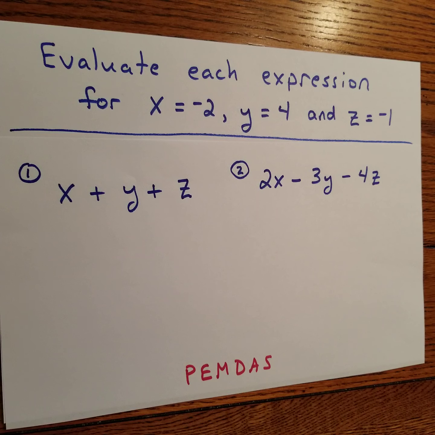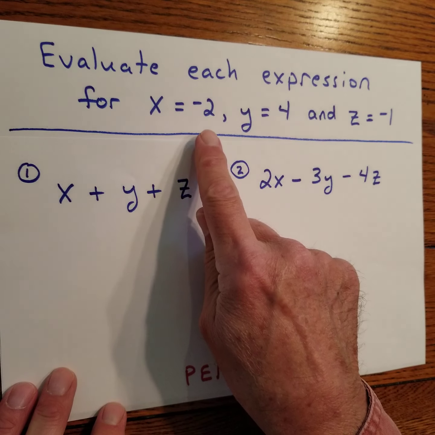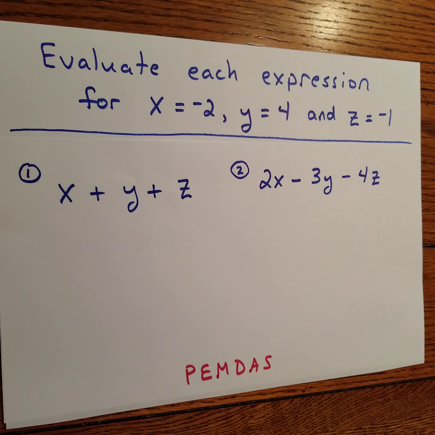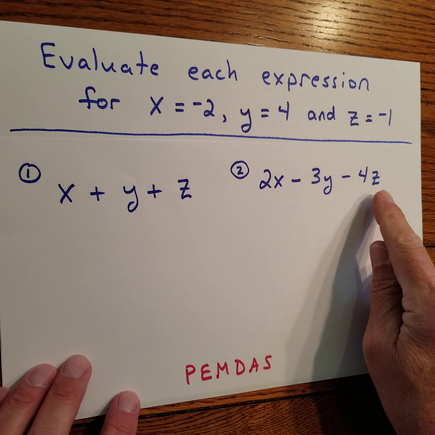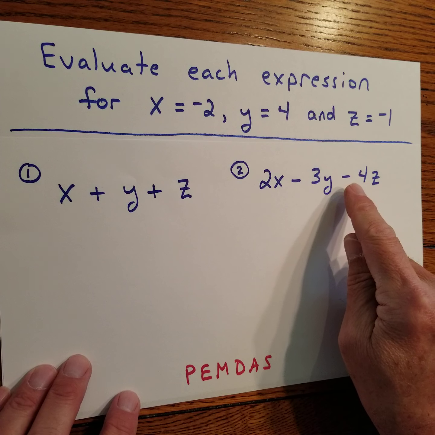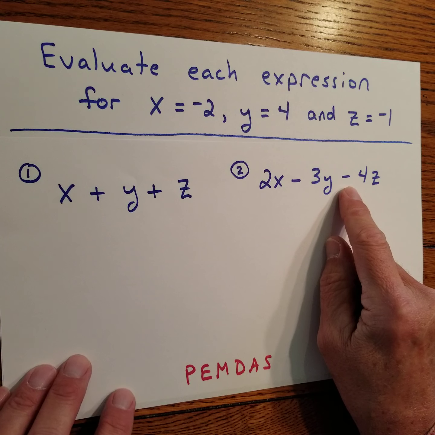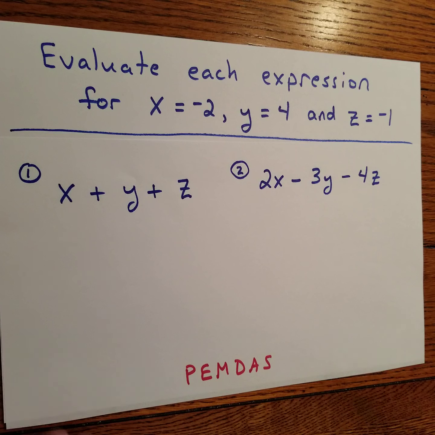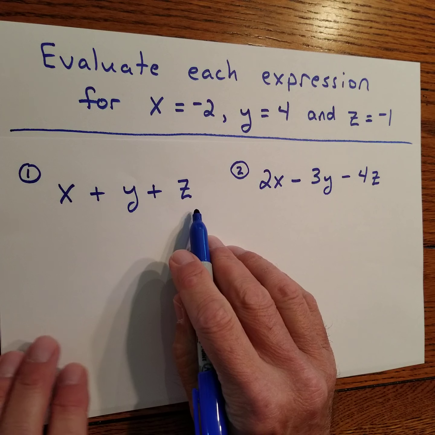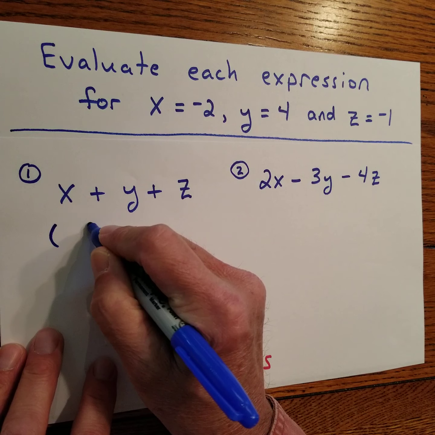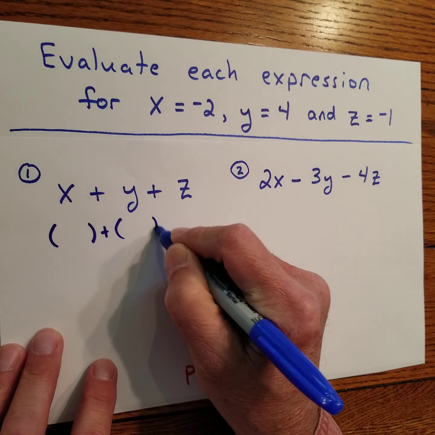We've done evaluation of expression problems before, but what makes these more difficult are the negative numbers for some of the variables. Plugging negative numbers in, especially when you're plugging negative numbers in next to subtraction symbols, always causes trouble. We'll go slow. We'll show our steps. That'll give us the best chance of getting the right answers. When you work these problems on your notebook paper, I want you to write the problem down, and then everywhere you see a variable, replace it with an open set of parentheses.